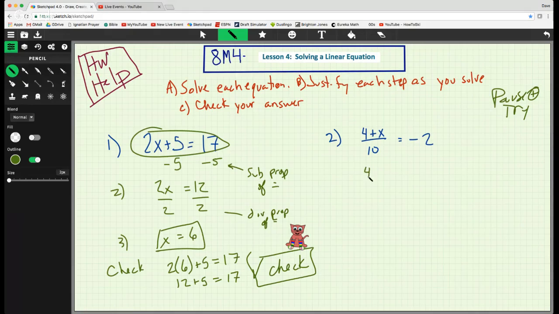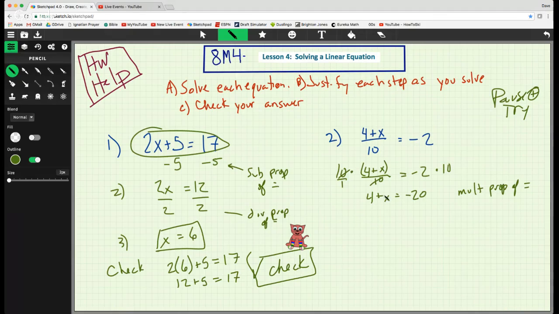All right. Over here, let's just rewrite this real quick. This is like 4 plus x all divided by 10. So if you take something and you divide it by 10, the way to undo that is to multiply it by 10. So we're going to multiply both sides by 10. Think of it like this, 10 over 1, and we can cancel. So we get 4 plus x equals minus 20, and that's by the multiplication property of equality.